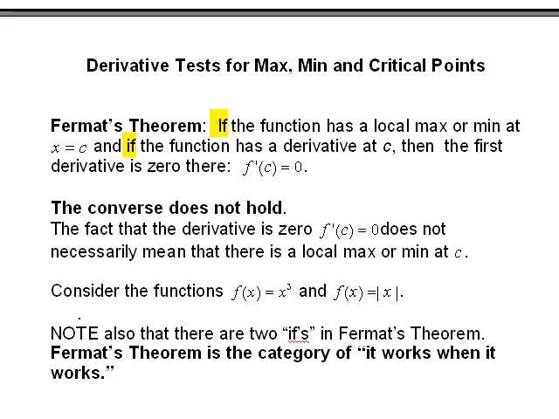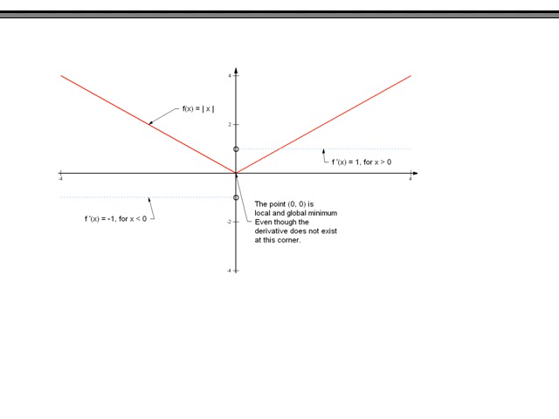So the note I put here is that there are two ifs in Fermat's theorem, which makes it a little bit restrictive. And I put it in the category of it works when it works. So here's an example. Here's the absolute value function. Right at this point, it does not have a first derivative. F prime doesn't exist. Remember that f prime is -1 if x is less than 0, +1 if x is greater than 0, and not defined at x equals 0 for the absolute value function. It doesn't exist there. It is a critical point.